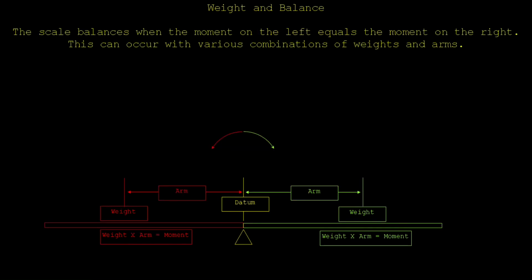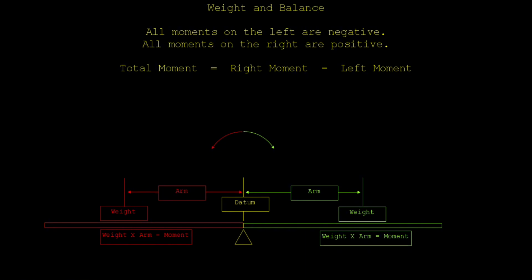The scale balances when the moments on the left and right are equal. This can occur with various combinations of weights and arms. All moments on the left are negative. All moments on the right are positive. Total moment equals the right moment minus the left moment.